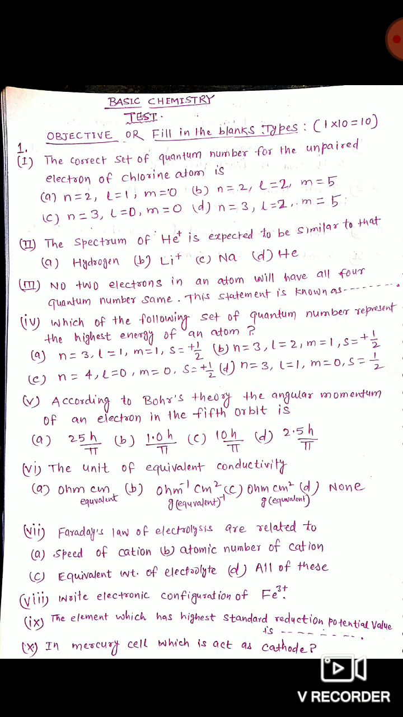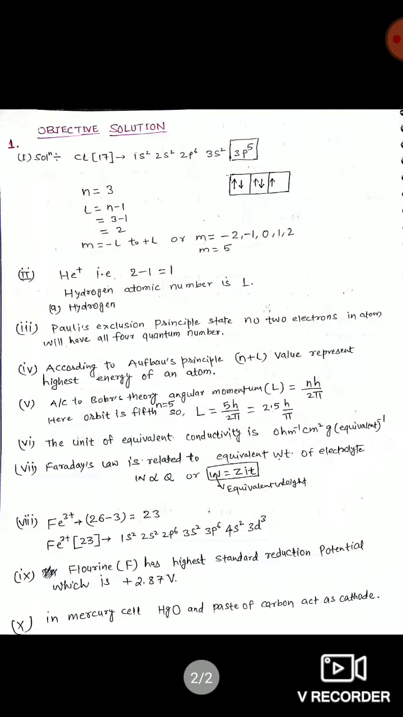Question number 8. Write the electronic configuration of Fe3 plus ion. We know that the Fe element has atomic number 26 and the Fe3 plus ion has 26 minus 3, that is 23 electrons. So we have to write the electronic configuration for 23 electrons. So the electronic configuration will be 1s2, 2s2, 2p6, 3s2, 3p6, 4s2 and 3d10.